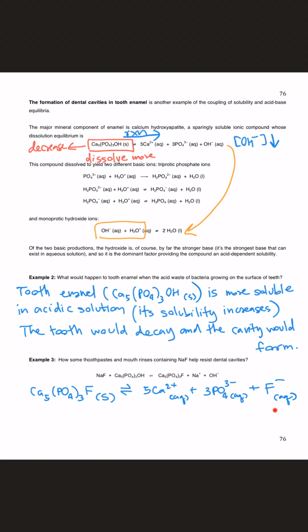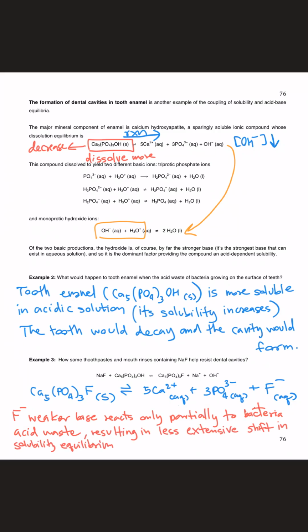The fluoride is a weak base. It's much weaker than the hydroxide ions from the first equation. Therefore, the fluoride ions would only partially react with the bacteria acid waste, resulting in a less extensive shift in the solubility equilibrium. So the calcium phosphate fluoride will stay as solid because the solubility will not increase in this case, so the cavity will not form.